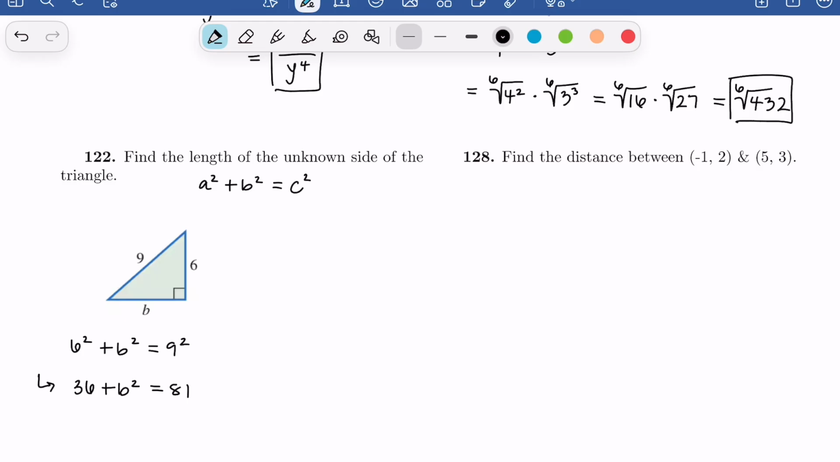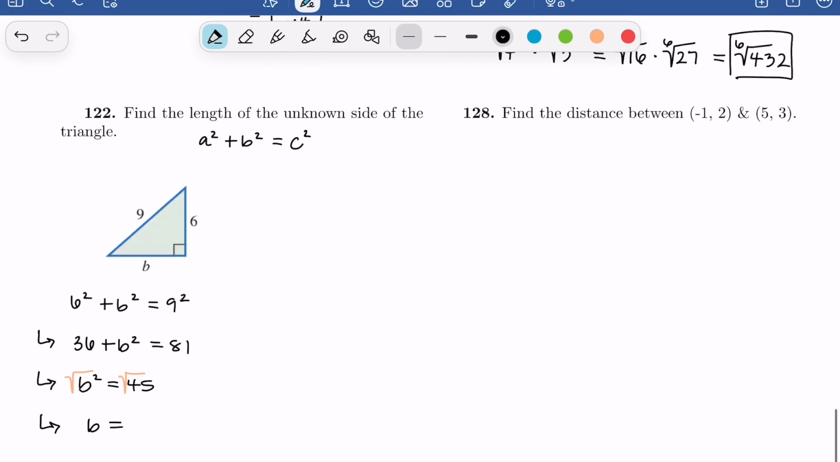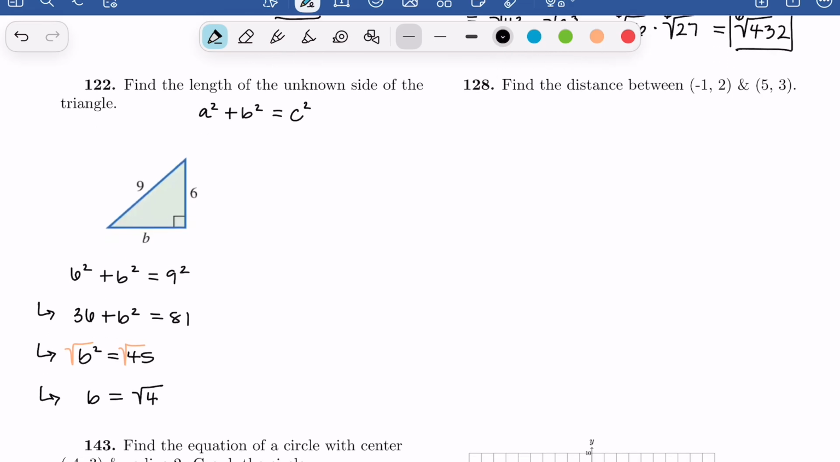We're going to go ahead and solve for b. We're going to subtract 36 on both sides of our equation here. This gives us b squared is equal to 45. And then lastly, to solve for b, we're going to take the square root of both sides to get rid of that square on b. We're going to end up with b is equal to the square root of 45. Now, this isn't fully simplified yet, by the same reasoning that we saw in problem 74.